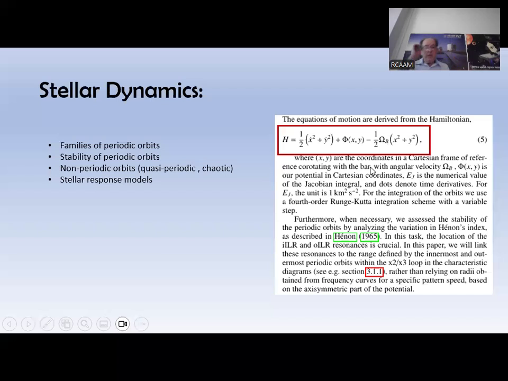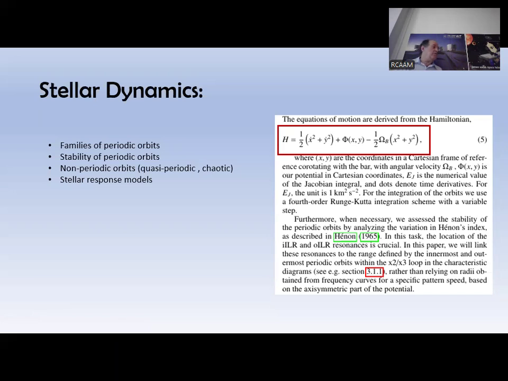Okay, but since we are here in this institute, we do not avoid the temptation of also calculating the orbital dynamics. It goes very fast in our case. And how did we do that? Of course, we have the autonomous Hamiltonian that describes the dynamics rotating with omega b. The phi potential is our Ferrers bar.